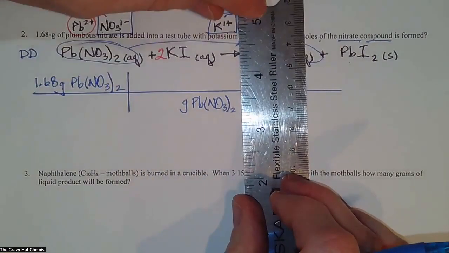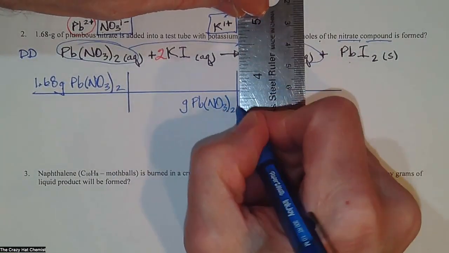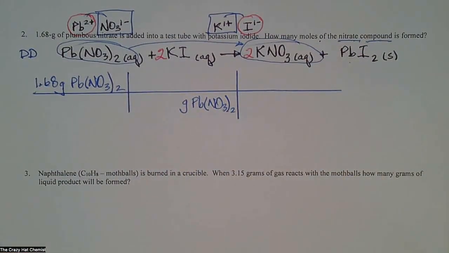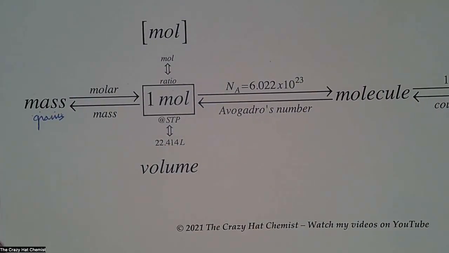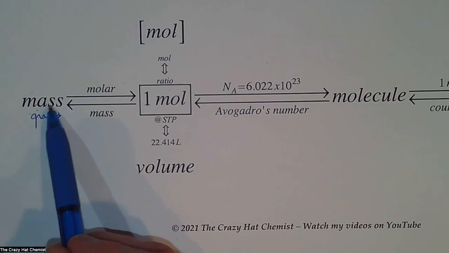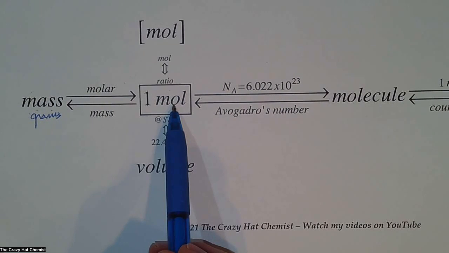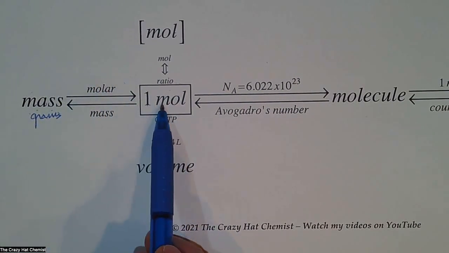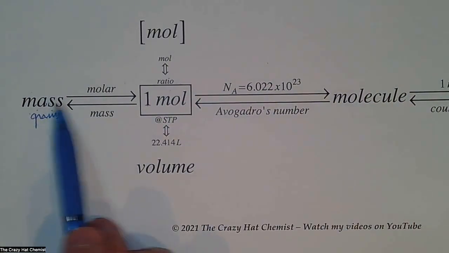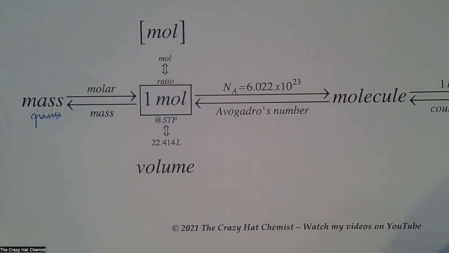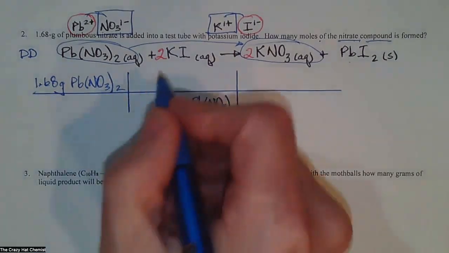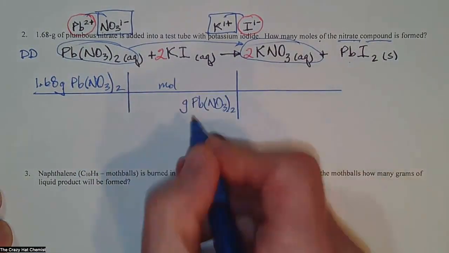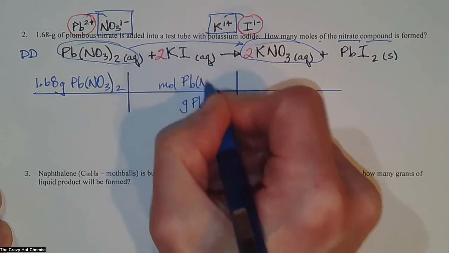And we will draw our little line over here to separate all our terms. Okay, so we're going to put our flow chart, and our flow chart says that we have mass, which is grams, and there's only one thing we can go to, and that is moles. We are going to use the molar mass to go from mass to moles. Okay, so moles is my numerator term. So I'm going to have moles of the same formula, that's plumbous nitrate.